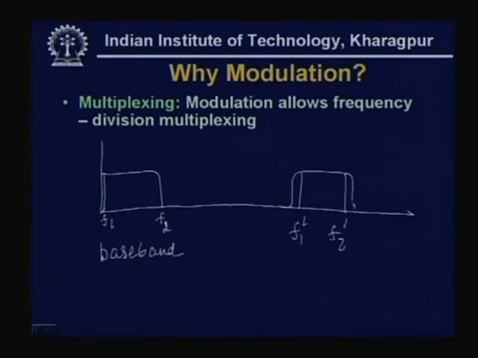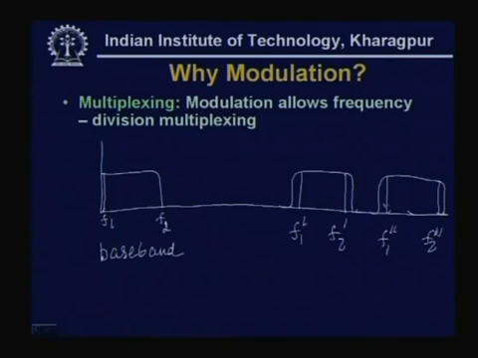Now, this is converted into a band pass signal, which can be transmitted through a band pass channel. Now, another signal of the same frequency range can be translated to frequencies such as f1'' to f2''. Now, both of them can be sent through the same channel.